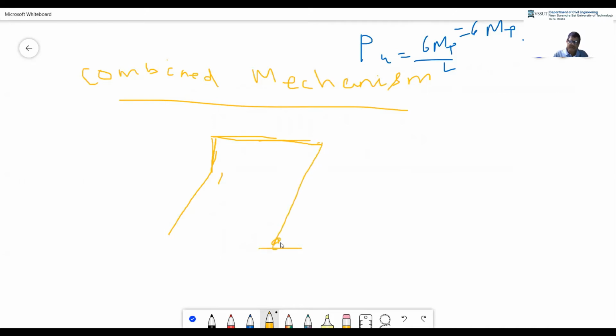Here you have a mechanism. Here you have a hinge. Here there is no node on the beam, so we will not find anything. Here will be a hinge. Let us calculate the things.